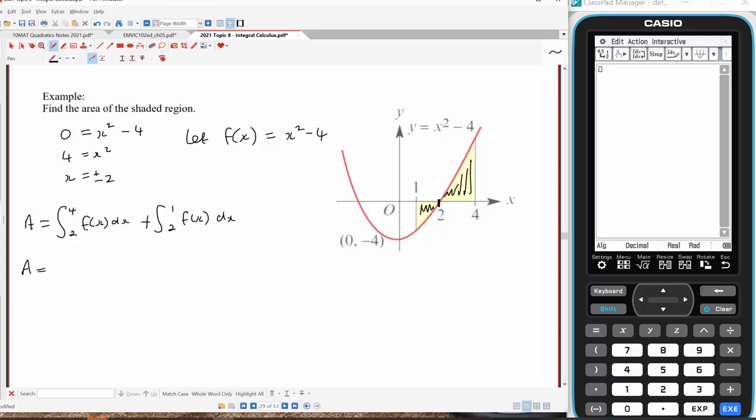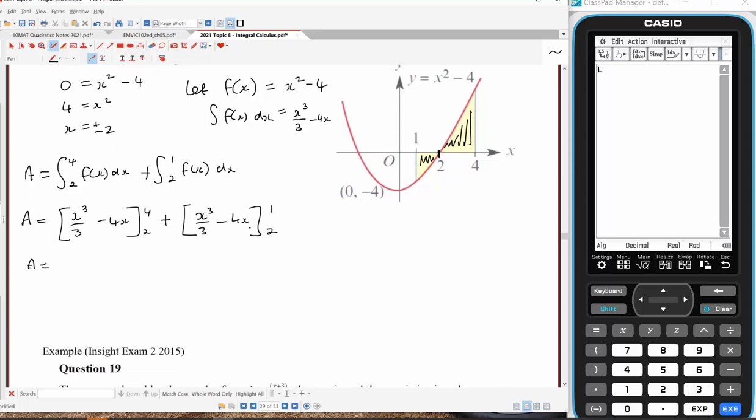A equals. All right, so this first one, what we need to get is an antiderivative of this. So when I integrate f of x with respect to the independent variable x, I'm going to get x cubed over 3, take away 4x. So that's my first one. x cubed over 3, take away 4x, with the terminals negative 4 and negative 2, plus, now we're going to do that one there, which is x cubed over 3, take away 4x, from negative 1 to negative 2.